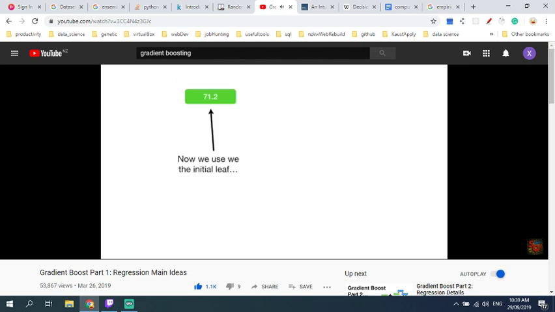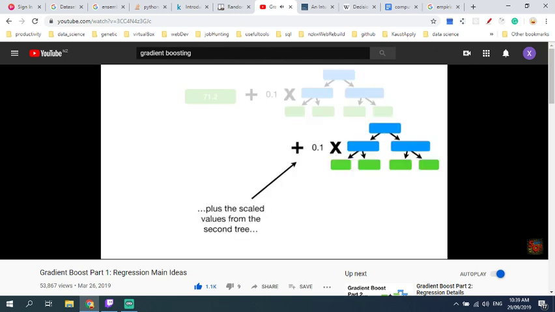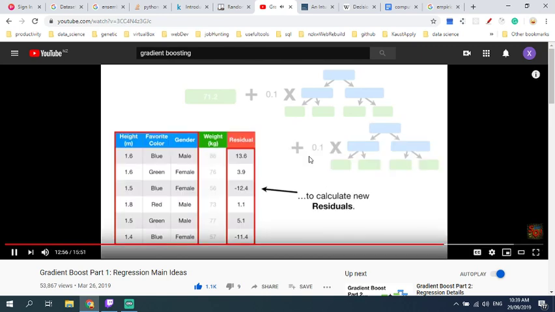Now we use the initial leaf plus the scaled values from the first tree plus the scaled values from the second tree to calculate new residuals.